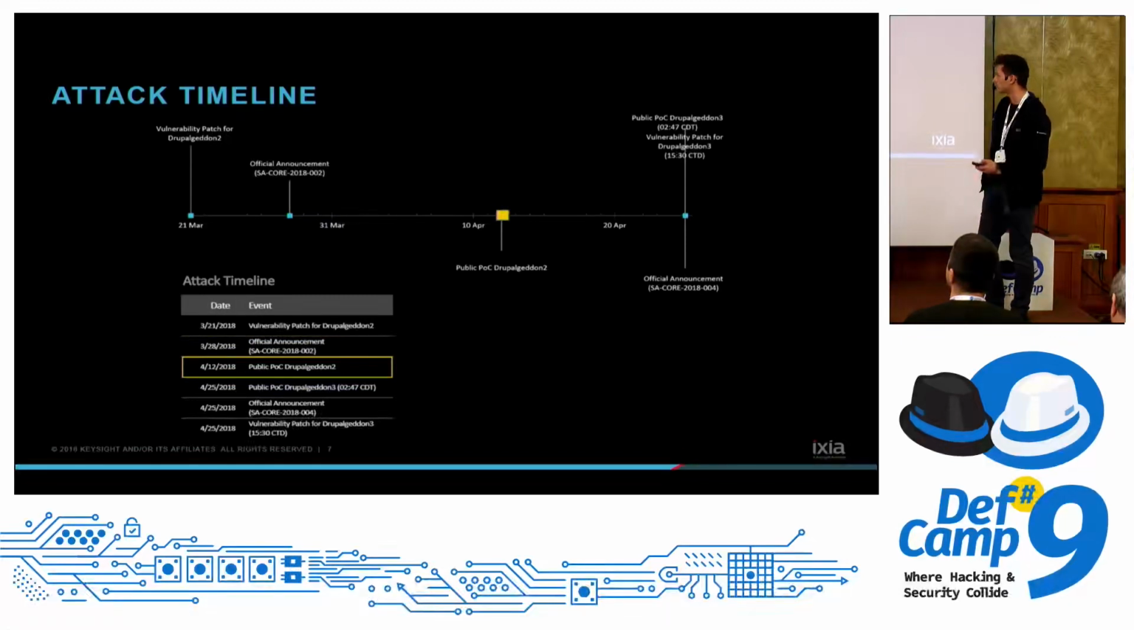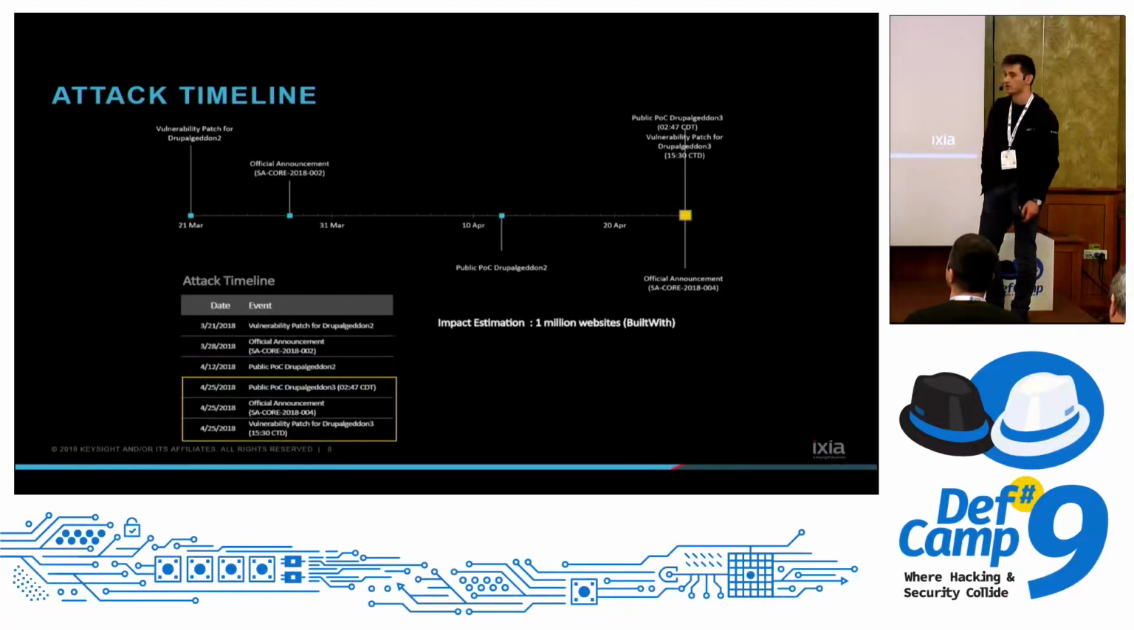A different thing entirely happened with the Drupalgeddon 3 vulnerability. This time, the attackers were faster. They published a proof of concept for this vulnerability and made it public before the Drupal security team had the chance to publish the security patch and the official security advisory for it.